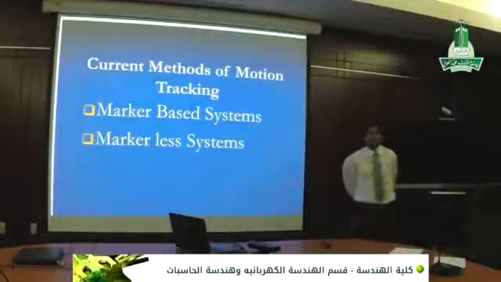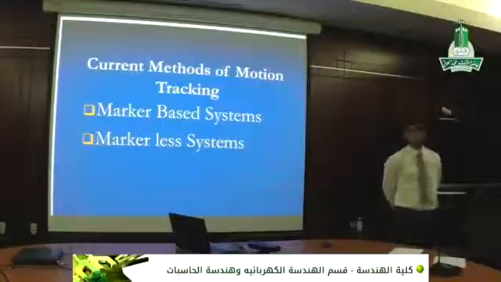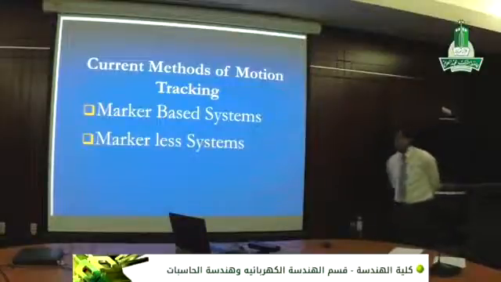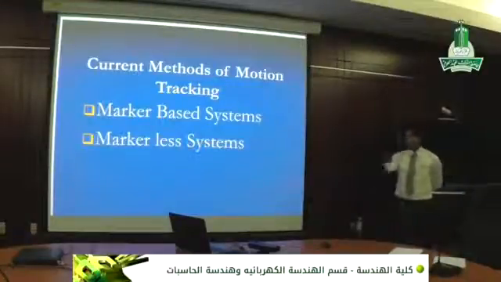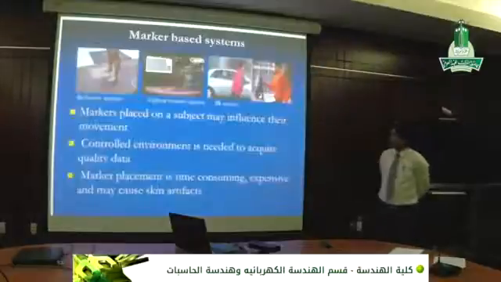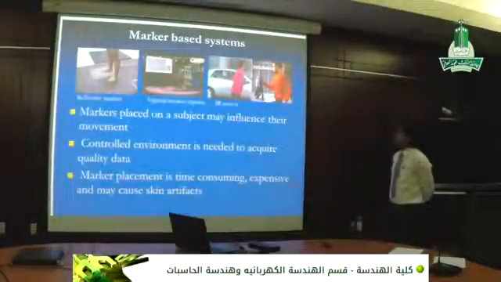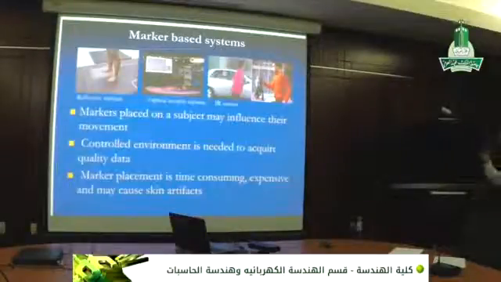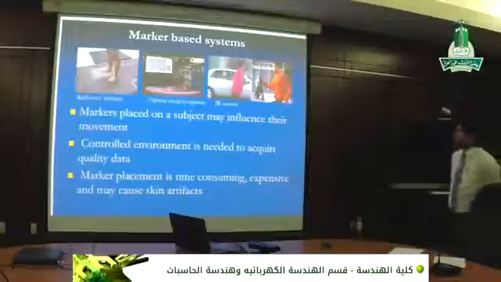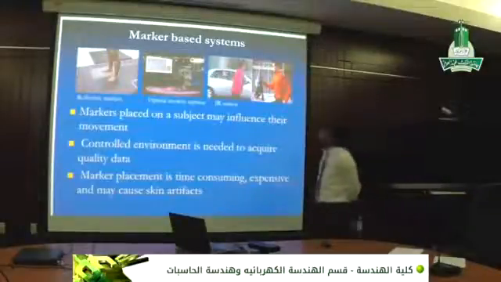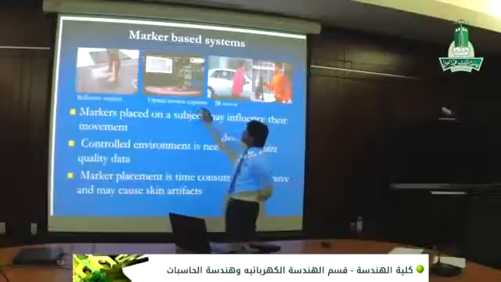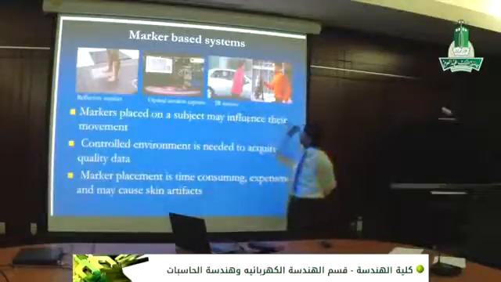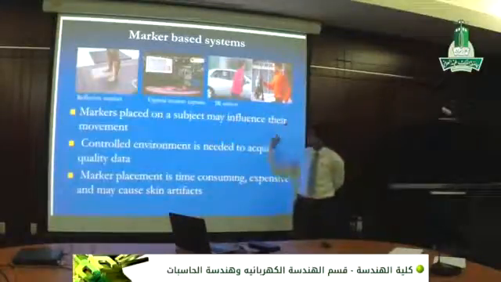There are presently two kinds of methods available for motion tracking. One is the marker-based system and the other is the marker-less system. I will go to the next slide, which represents the marker-based systems currently being actively used in the market. One is the reflective marker seen in the first figure. The second one is the optical motion capture system, which is widely used in the gaming industry as well as animation. Third is the infrared sensor.